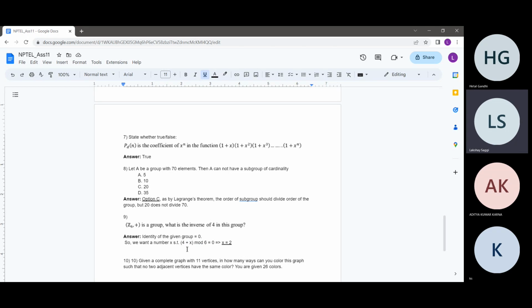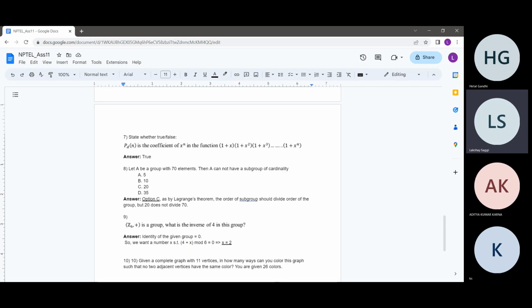Similarly, for the inverse, we should also ensure that along with 4 plus x mod 6 being 0, we also have x plus 4 mod 6 being 0. Because for an inverse, we need to check both ways, a plus b and b plus a. But here you can see that since 4 plus 2 equals 2 plus 4, it won't make much of a difference. So the answer is x equals 2 only, 2 is the inverse. Good job here. This is the correct answer.